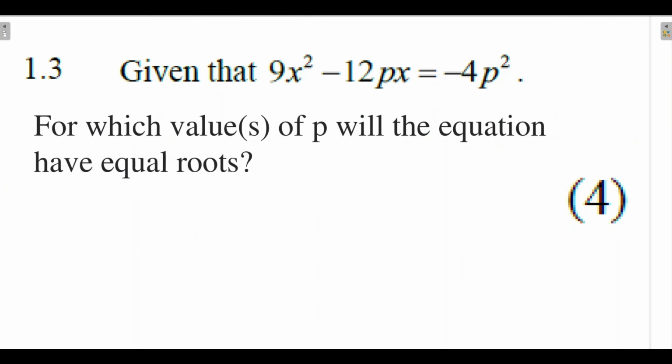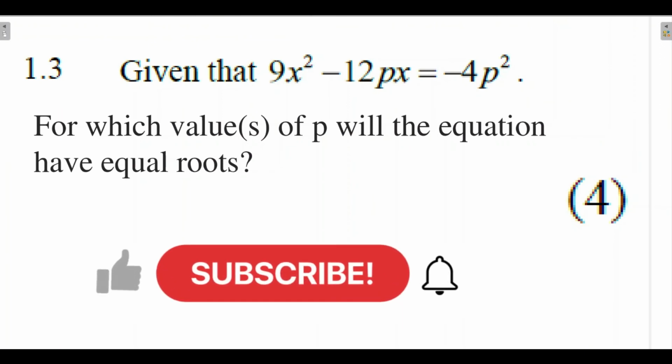Okay, next video tutorial, guys, we're tackling question 1.3, where we are given the equation 9x squared minus 12px is equal to negative 4p squared. They want you to find the values of p where the equation will have equal roots. I'm going to explain how we can approach this question.